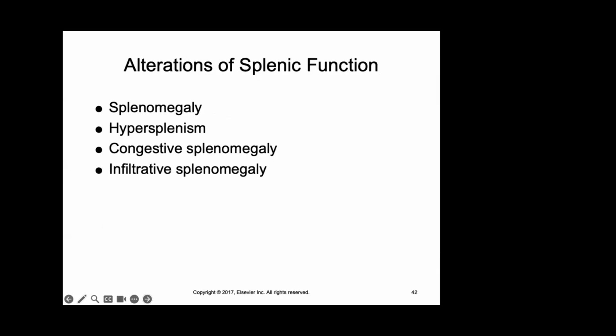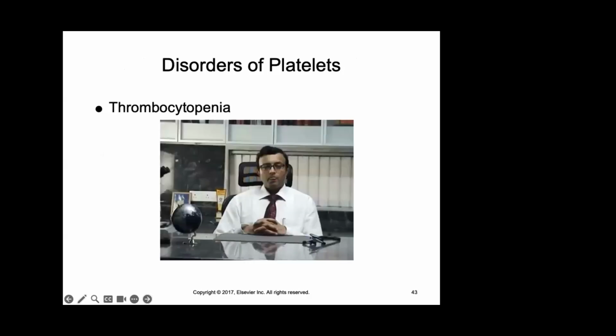Alterations of splenic function include splenomegaly, that's an enlarged spleen, hypersplenism, congestive splenomegaly, and infiltrative splenomegaly. Okay, congestive splenomegaly means that the blood flow is blocked somehow through the spleen, whose job it is normally to recycle worn out red blood cells and also to remove pathogens from the blood. Infiltrative splenomegaly means that we have something blocking the movement of the material through the sinuses that are in the spleen. Okay, immune complexes could be an example, right? Next thing we want to look at is thrombocytopenia.